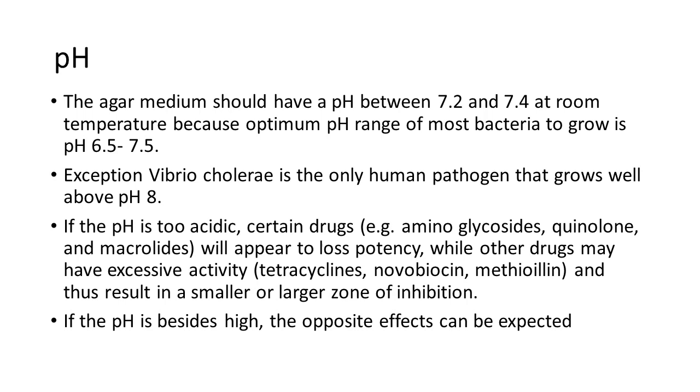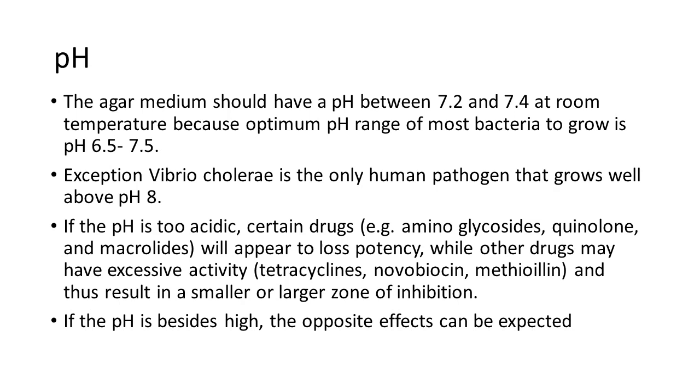pH. The agar media should have a pH between 7.2 to 7.4 at room temperature, because most bacteria grow at pH nearly 6.5 to 7.5. But Vibrio cholerae normally can grow at pH 8, so it needs pH 8 media.